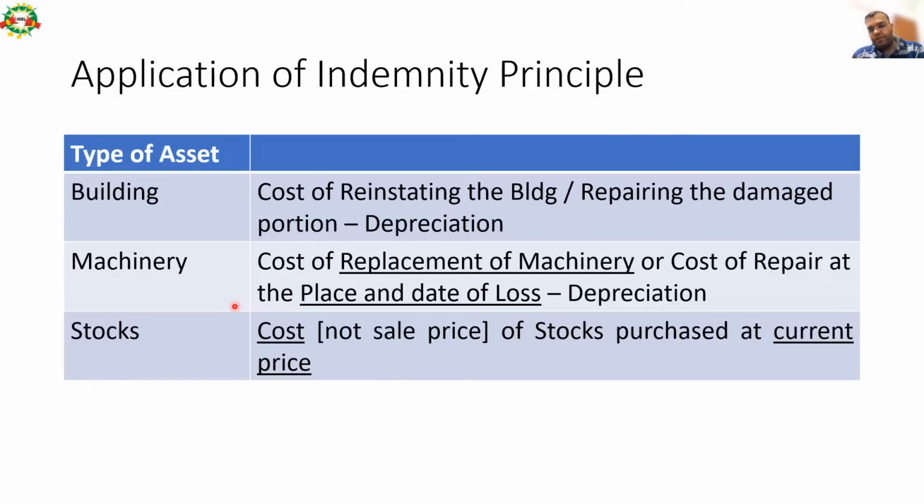So if we shift that machinery to some other place, and because of that the cost of repair of machinery increases, that increased cost will not be paid by the insurance company. And in case of stock, it is cost, not sale price, of stock purchased at current price. So this is how, as per the principle of indemnity, actual loss is assessed by the insurance company.